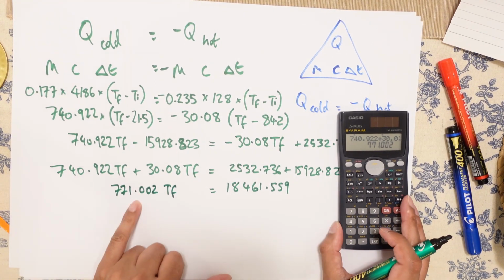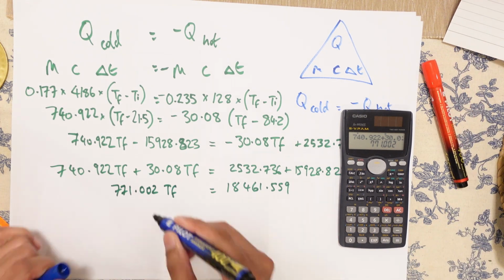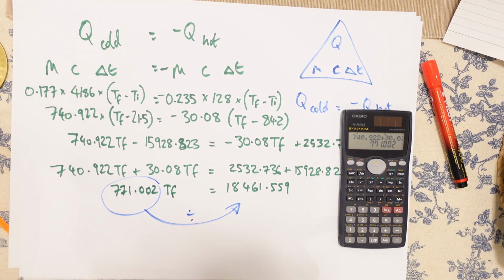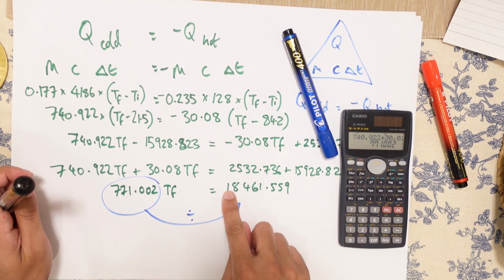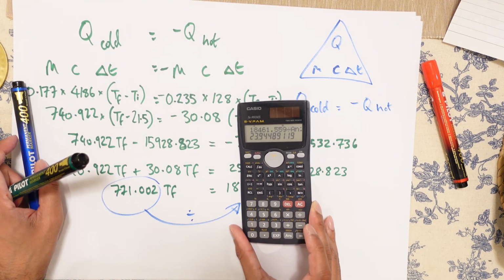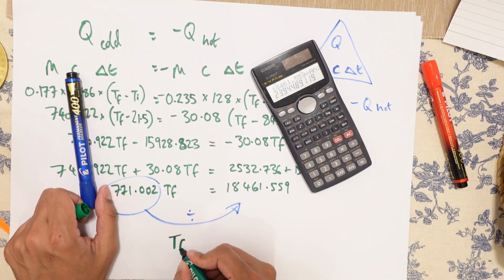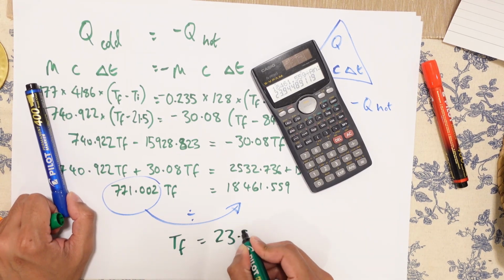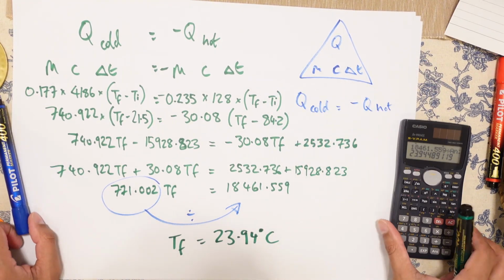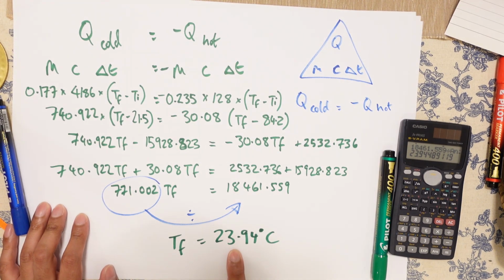Now, since this is multiplied by Tf, and we want to put it to the other side, it becomes a divide. So we do 18,461.559 divided by that, which is 23.94, and that's what Tf is. Tf is 23.94 degrees Celsius. Okay, so both the lead and the water reach this temperature.